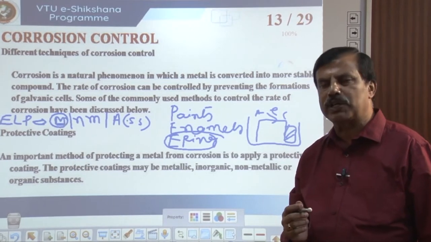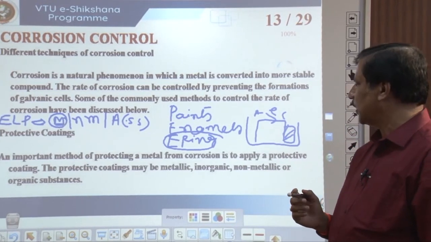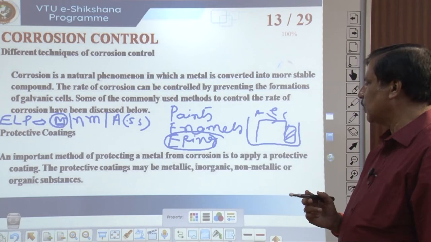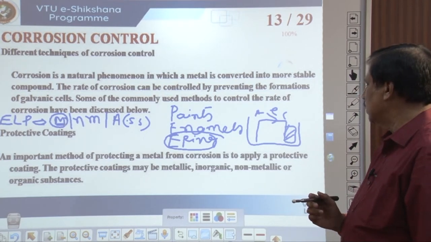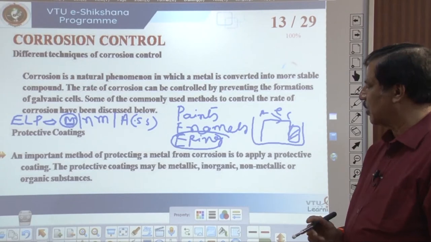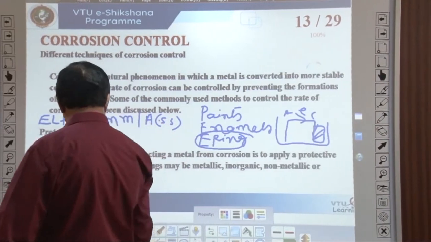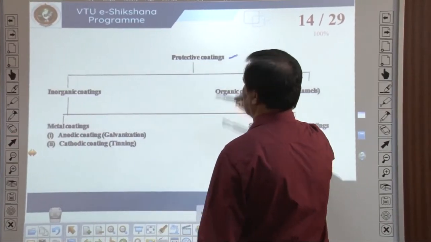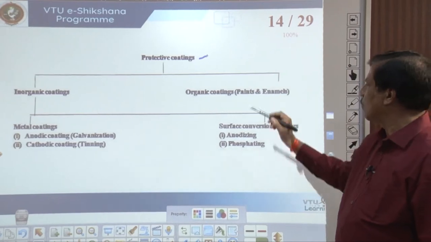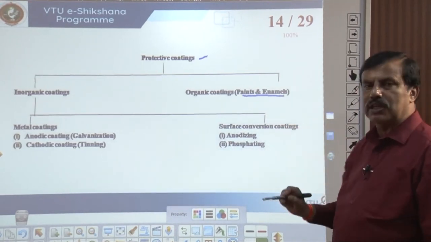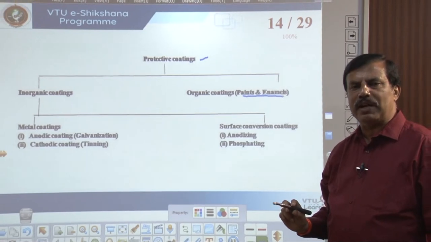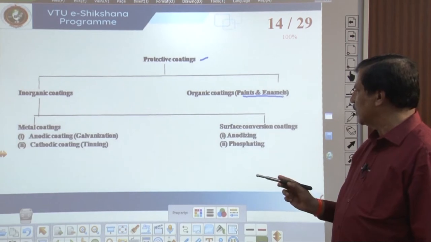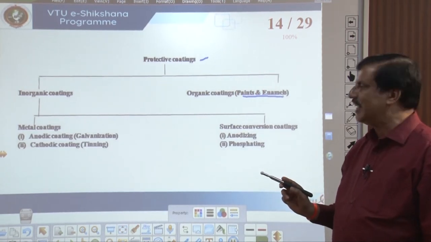An important method of protecting a metal from corrosion is to apply a protective coating. The protective coating may be metals, non-metals, organic or inorganic substances. Now I am going to show you the flow chart. Protective coatings are divided into inorganic coatings and organic coatings. Organic coatings, as I told you, are paints and enamels. Electroplating and electroless plating are used before that. Organic coatings are nothing but paints and enamels, lead black, lead red, etc.